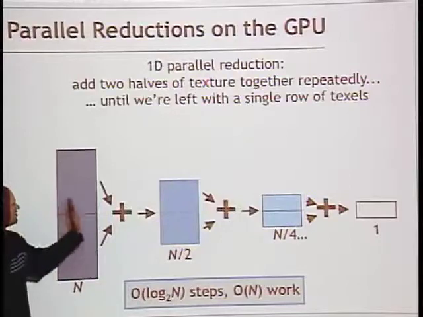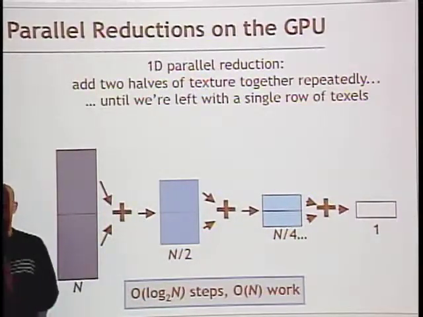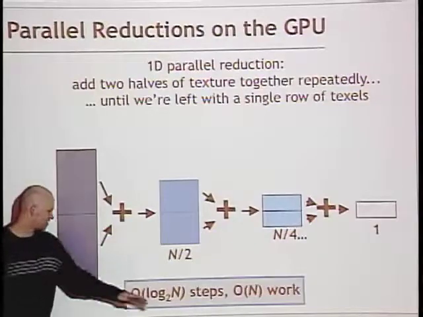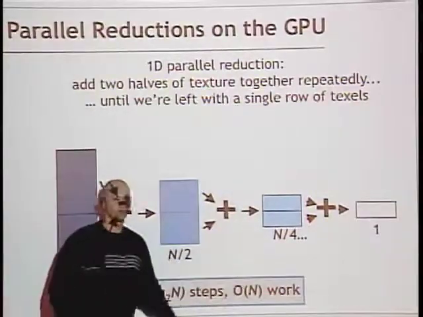Okay? So every step, our problem is cut in half. And if you do the math there, what you'll find out is that this is log base 2 of n steps. You start off with a million elements. It's going to take you 20 steps to get down to the bottom, because a million is a 20-bit number. Now, the nice part is this is also work efficient.